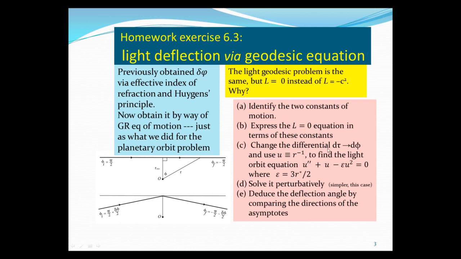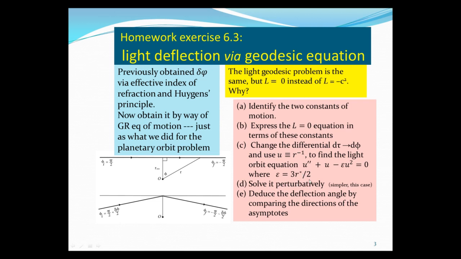Then change the differential from the differential of the curve parameter to the differential of the orbit angle. Then use u equals one over r as a variable to find the orbit equation. Now this is different from the Mercury case because we're talking about the L equals 0 equation, and the epsilon here is 3r star, the Schwarzschild radius, over 2.